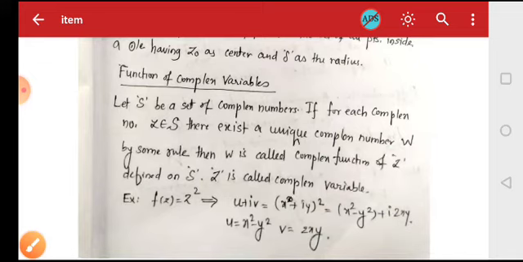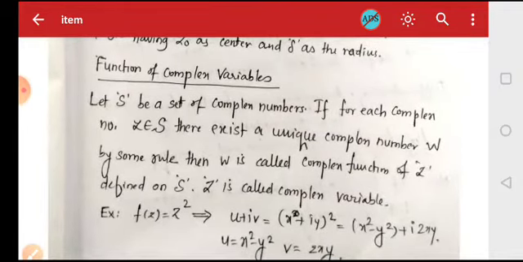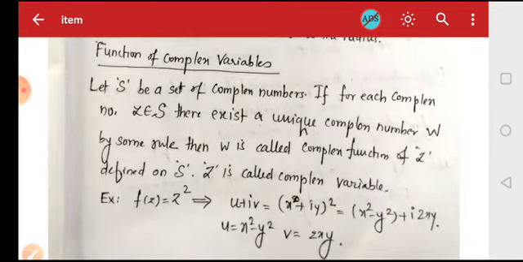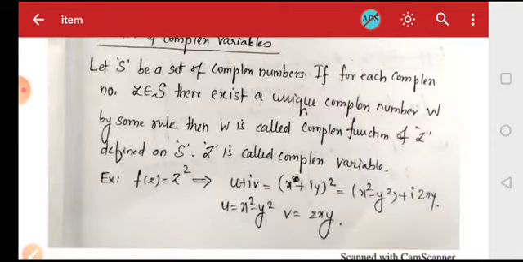Function of a complex variable, or complex function, as we call it. Let capital S be a set of complex numbers. If for each complex number z belonging to S there exists a unique complex number w by some rule, then w is called a complex function of z. That means w is mapped from z by using some function f, and we denote it by w equals f of z, or simply w.